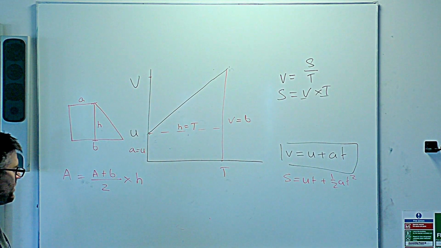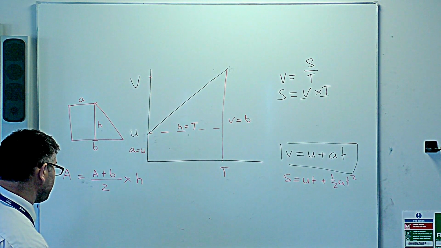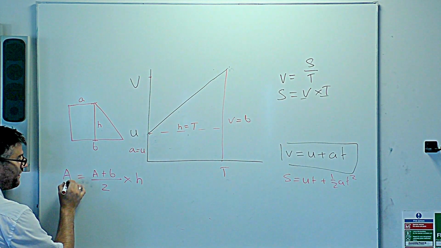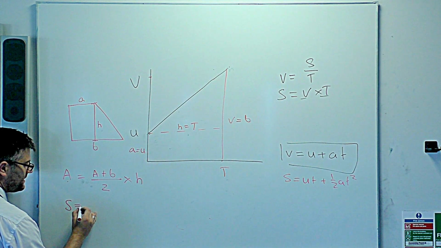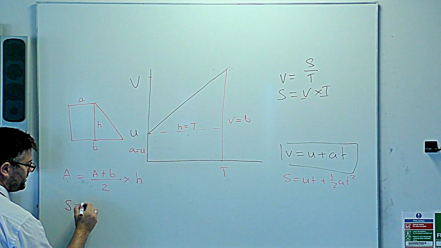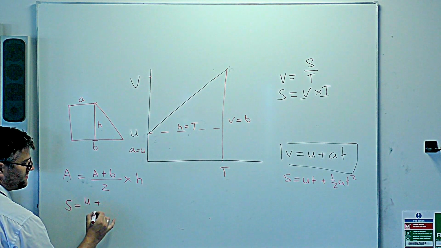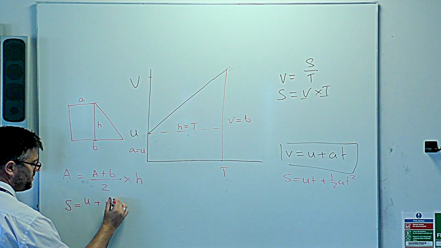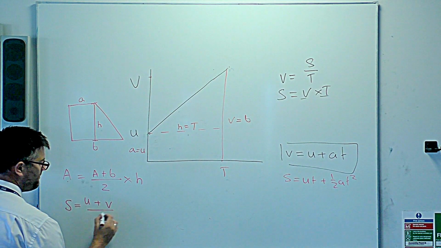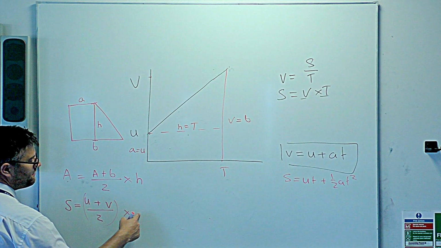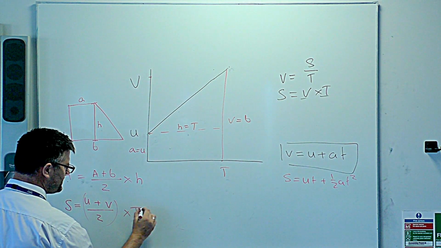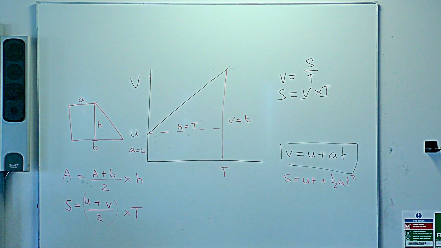So we've got all our terms in there, and so what we can do is we can replace the area. Remember, the area of the graph is the displacement, so displacement is equal to A, which is u, plus B, which is v, divided by 2, times by the height, which in this case is t. And voila, that is a third Suvat equation.